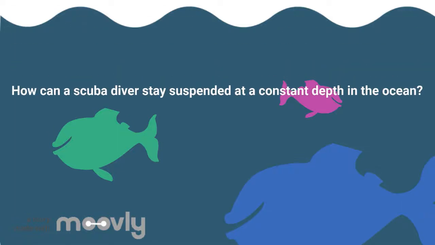How can a scuba diver stay suspended at a constant depth while swimming in the ocean? The answer is neutral buoyancy. A neutrally buoyant object is said to have the same average density as the fluid it's immersed in. Scuba divers achieve neutral buoyancy by adding weight to their bodies, called ballast weight. The ballast weight changes the average density to counteract the positive buoyant effects of the diver's own body and equipment.